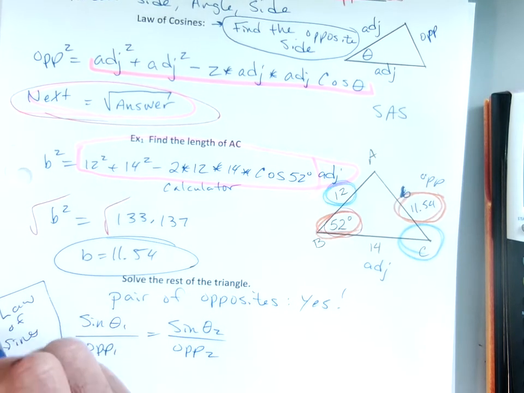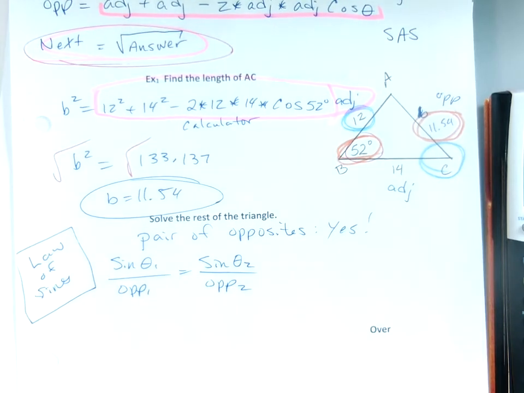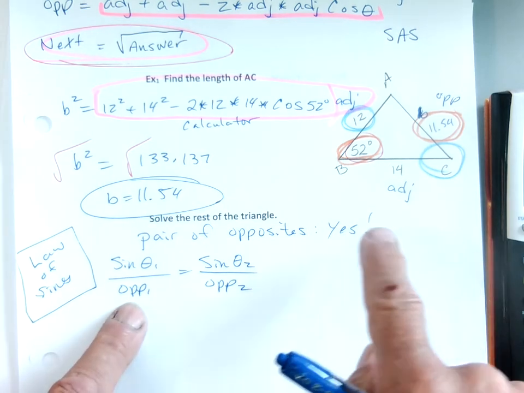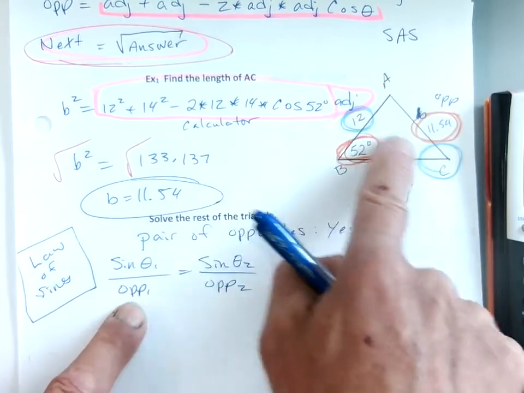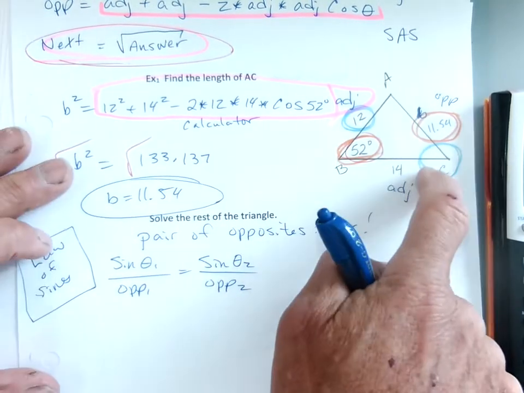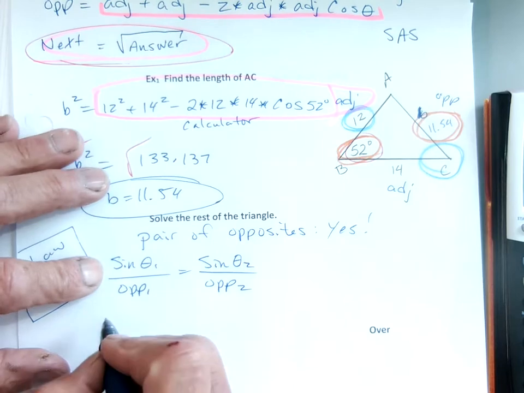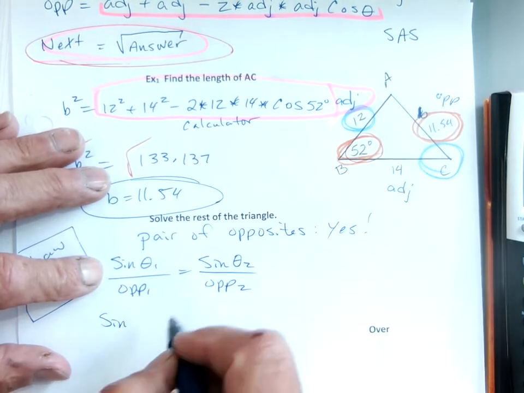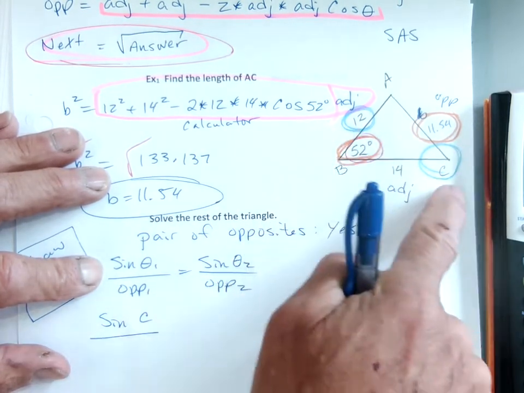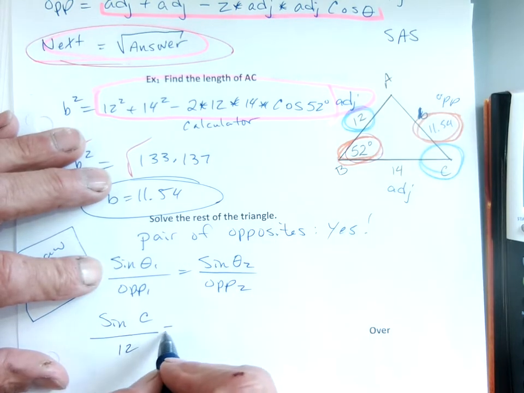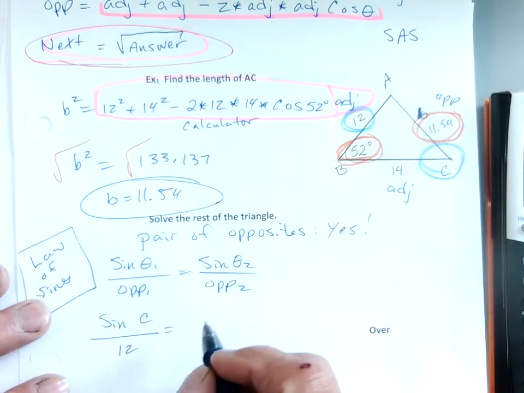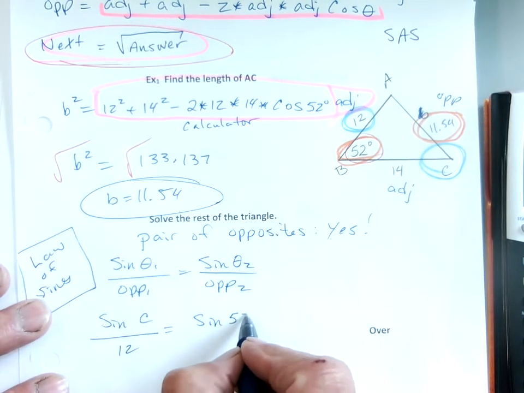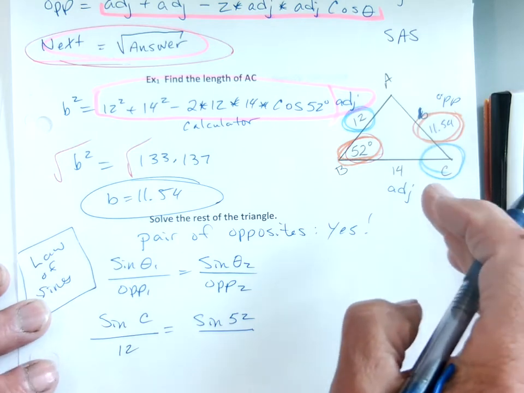Don't worry, on Monday we're going to review all of our laws. We'll get them all on one piece of paper. We will. So then, do we have a pair of opposites? Yes. There they are. Let's use the law of sines to find angle C. So I'm going to set it up in this form. I'm going to go sine of angle C over its opposite, which is 12, equals the sine of 52 over its opposite, which is my 11.54.